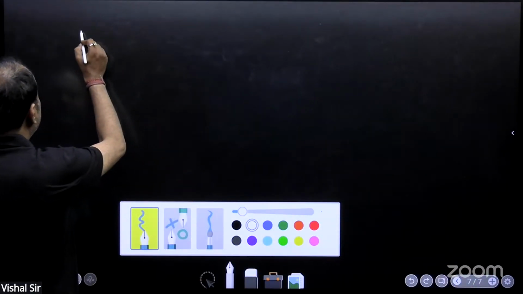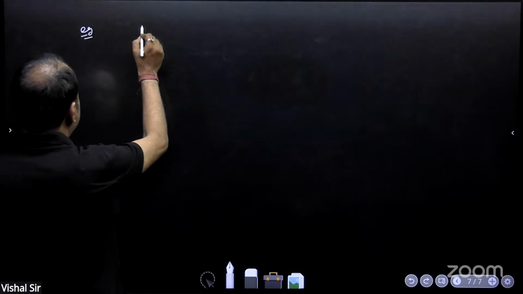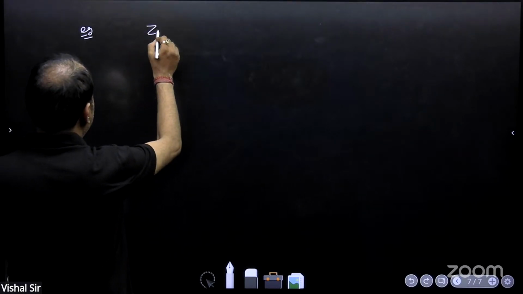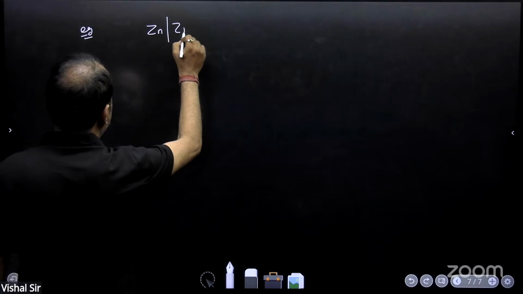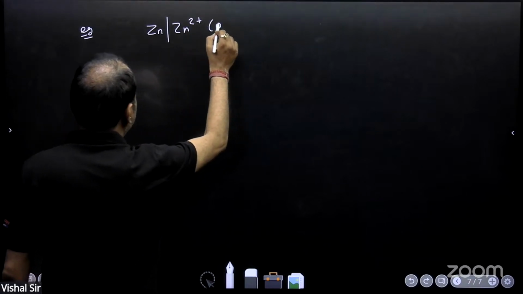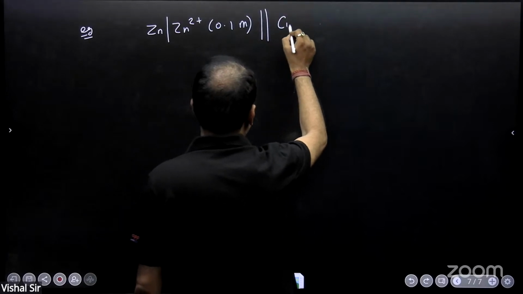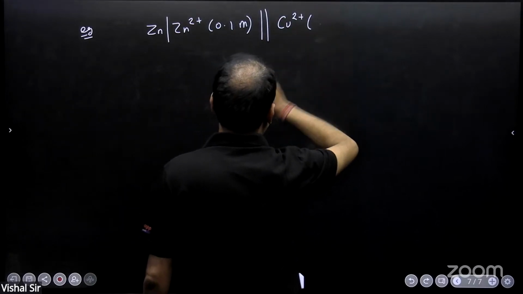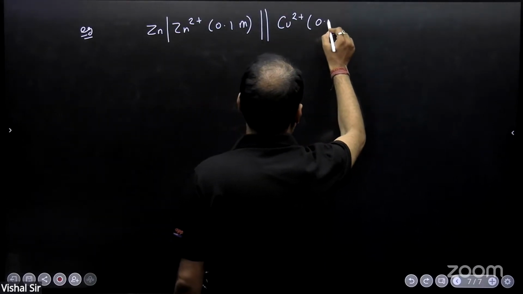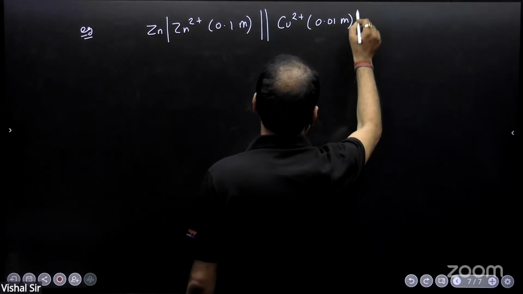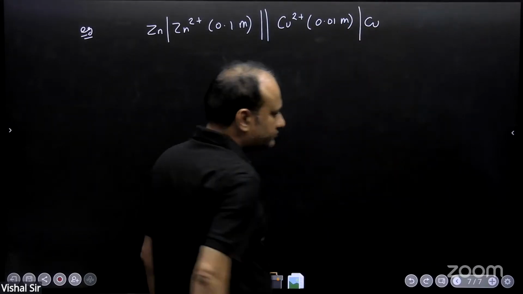So let's take a very simple example to start with. Let's say we are given this cell: Zn | Zn2+ (0.1 molar) || Cu2+ (0.01 molar) | Cu.